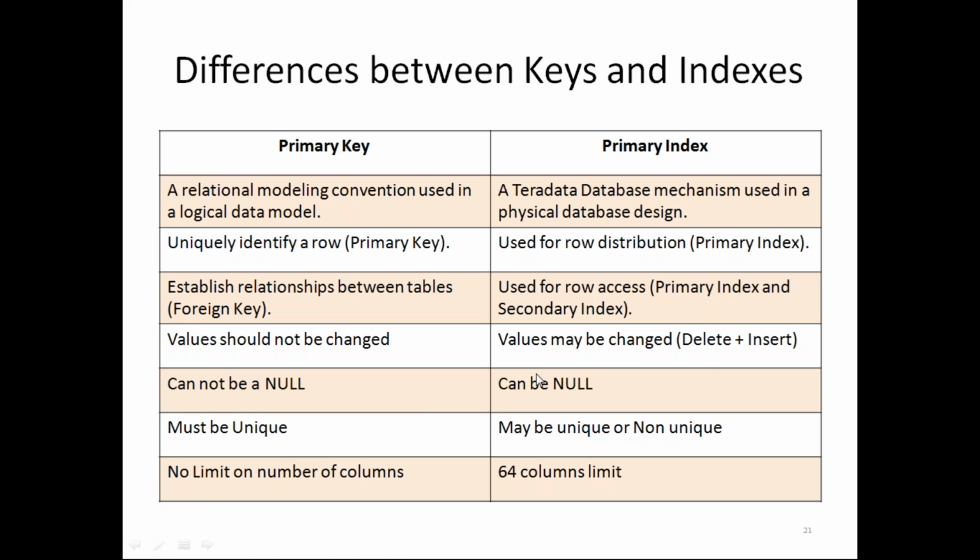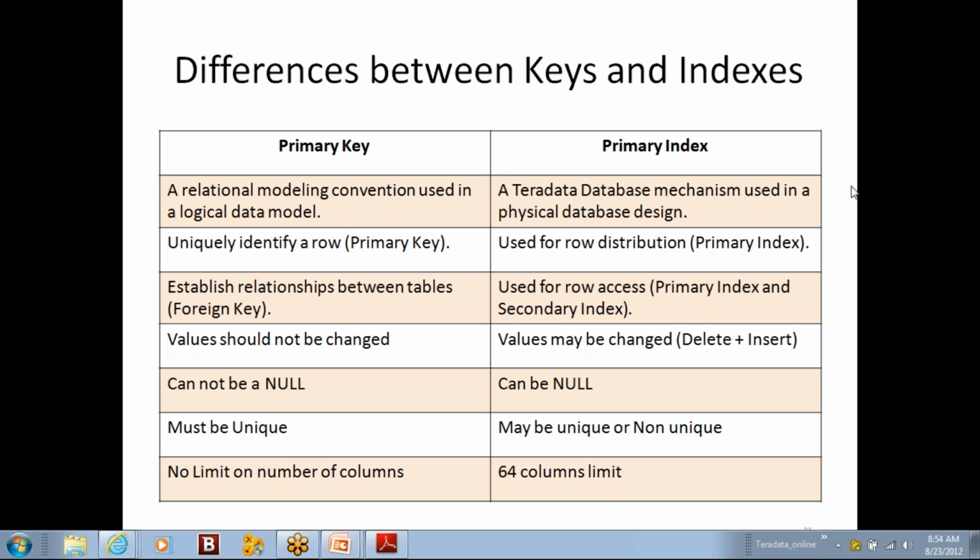When I say primary index, it could be unique or non-unique. If I mention unique primary index, it is unique. If I don't mention unique, it could be a non-unique primary index, and it is used for row distribution. The primary key uniquely identifies each and every row, but the primary index is used mostly for data distribution.